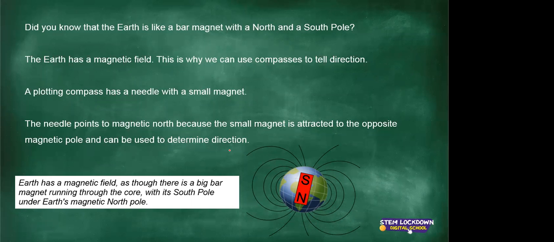So the Earth has a magnetic field as though there was a big bar magnet running through the core. If you look at the picture, this big bar magnet is not actually there. It's just to show you that the magnetic field is similar to a big bar with a north pole and a south pole, and you can see through these lines how the magnetic field is all around it.